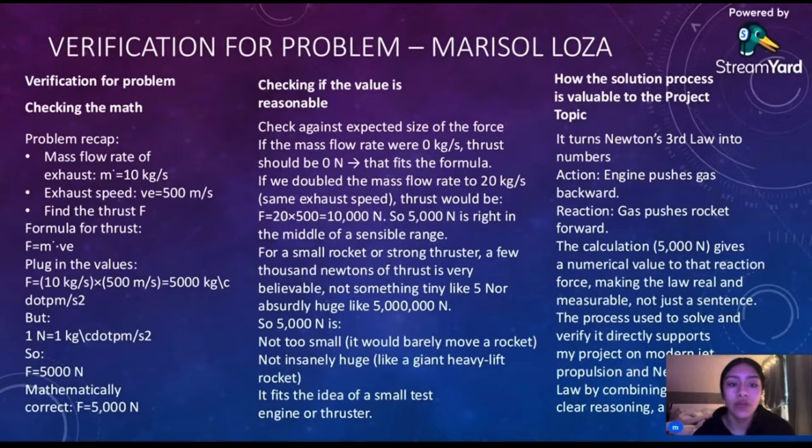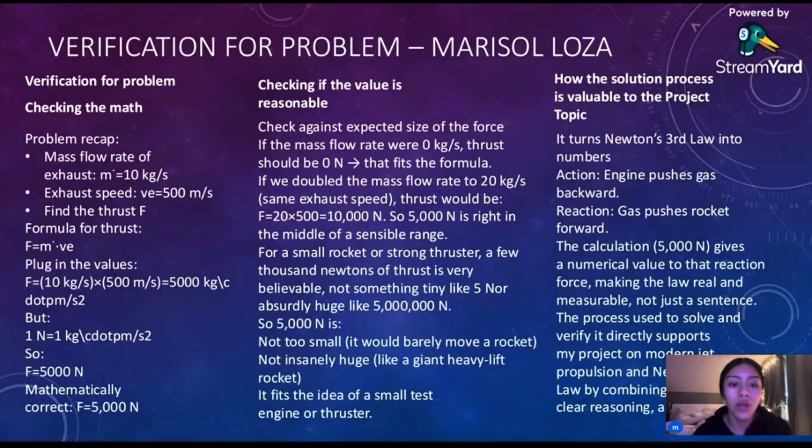Checking if the value is reasonable. Check against the expected size of the force. If the mass flow rate were 0 kilograms per second, thrust should be 0. That fits the formula. If we double the mass flow rate to 20 kilograms per second, thrust would be F equals 20 times 500 equals 10,000 N. So 5,000 is right in the middle of a sensible range.